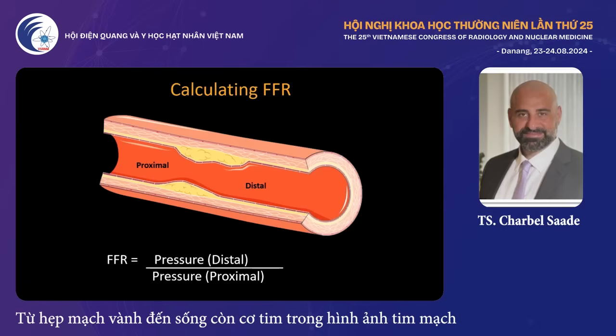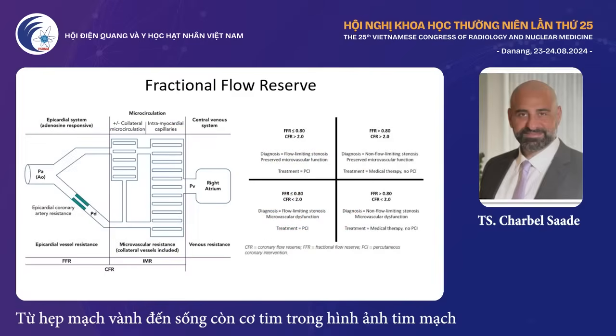Calculating the FFR, they look at the proximal pressure, divided by the distal pressure. So distal pressure divided by proximal pressure. And this is how we calculate FFR. We're looking at FFR and you're looking at a patient who has an epicardial coronary artery resistance. We look at microcirculation. Is it intramyocardial capillaries versus collateral microcirculation?